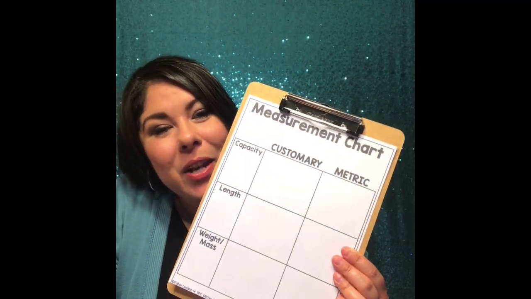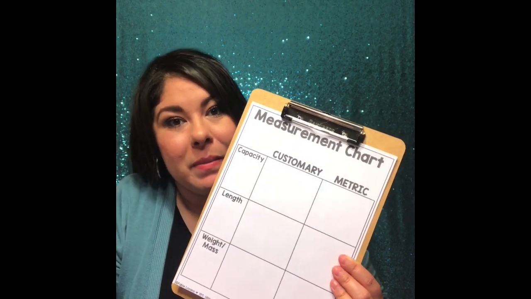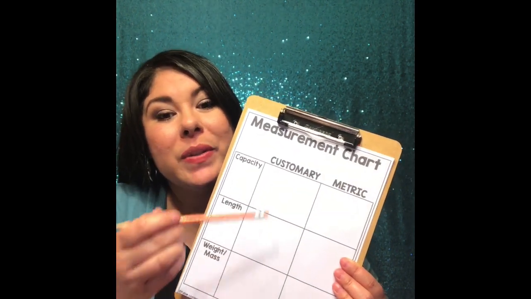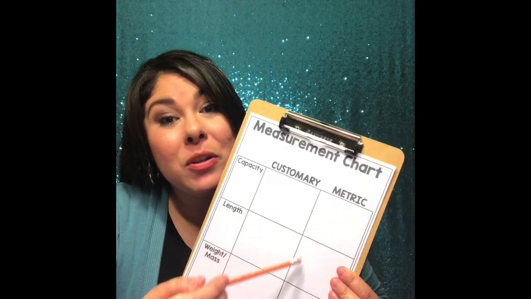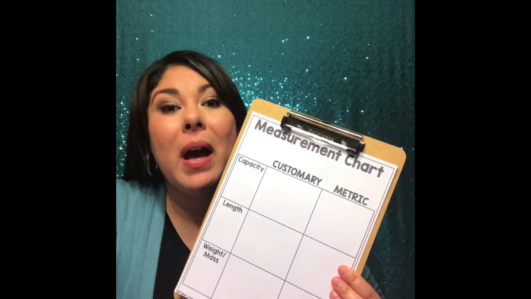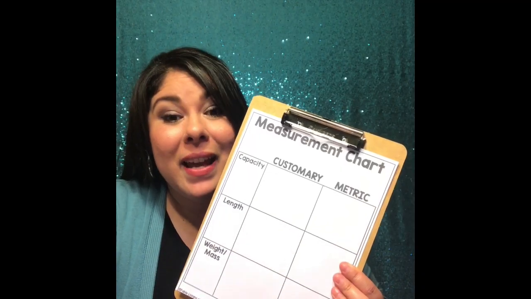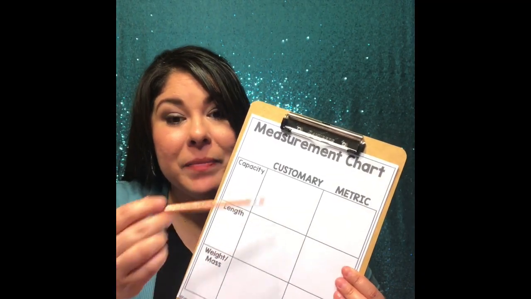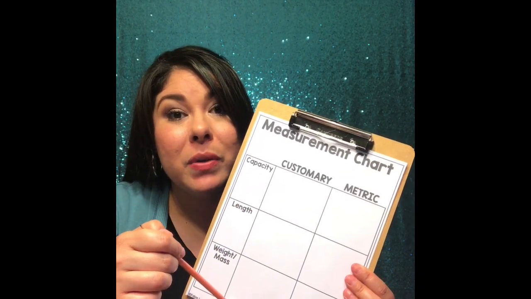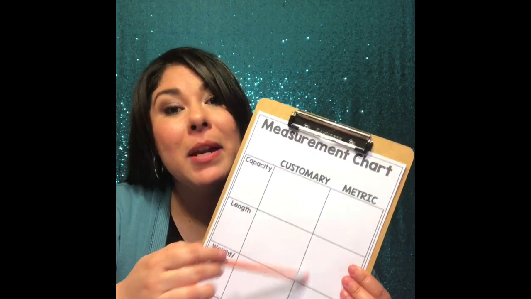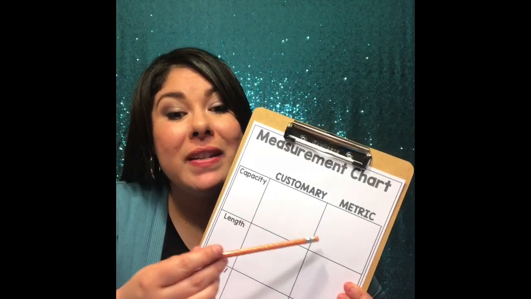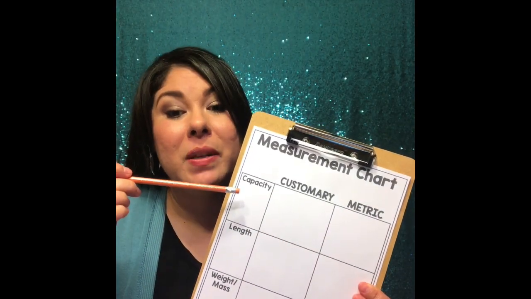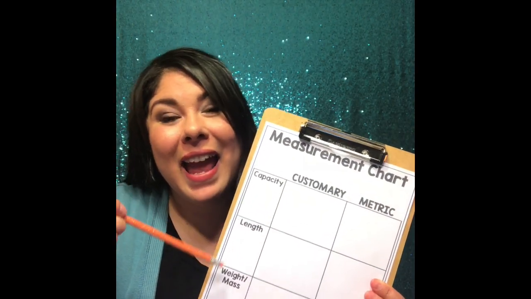Now, this video is going to talk about two different systems that we use for measurement. We use the customary system in the United States. In the rest of the world, the metric system's used. So you're going to learn about units from both systems. Imagine that they're kind of like a family. In the customary family, there are certain units that you have to memorize. And then in the metric family, it has its own units that you have to memorize. But each of these systems or families measures capacity, length, and weight or mass.